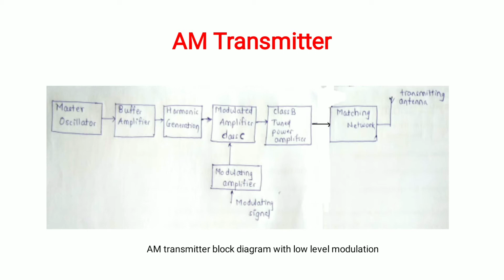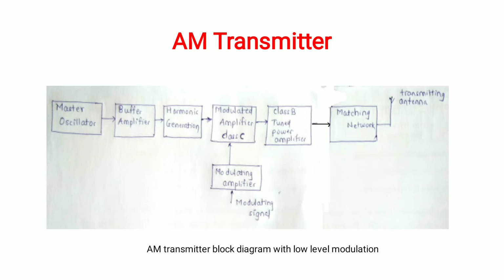A class B power amplifier is used to increase the power of the modulated signal, and it is given to the transmitting antenna for transmission in free space. Here, after modulation, the power amplifier is used to increase the power of the transmitting signal, so it is called a low level AM transmitter.